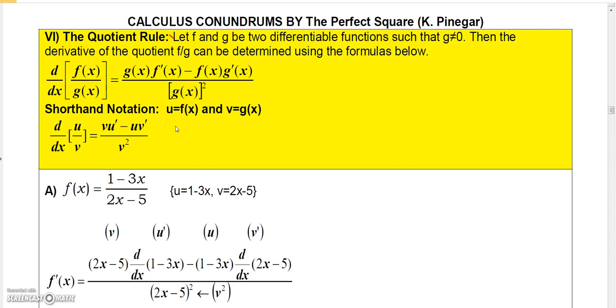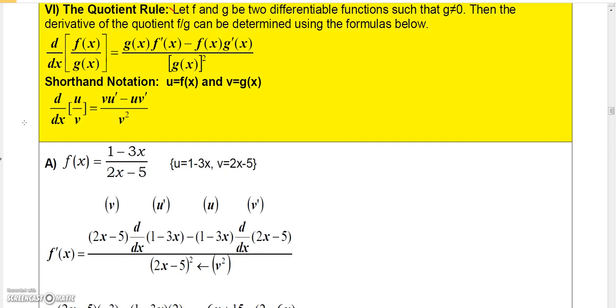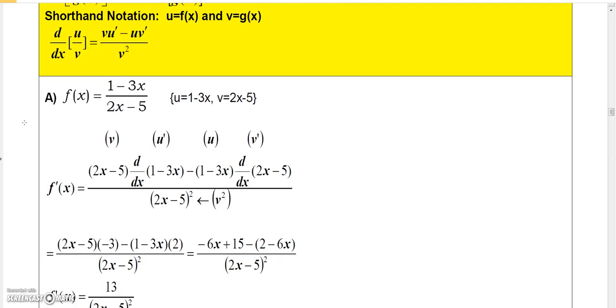Now, I like the shorthand notation where you say u is f of x and v is g of x, and then you say the derivative of u divided by v is just v times u prime minus u times v prime divided by v squared. Okay, so that's the formula that we use. Now let's start you out with a simple example here.